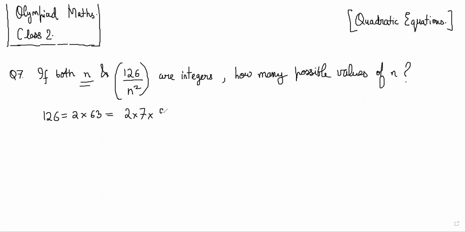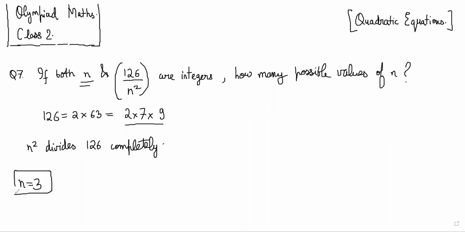9, right? Correct. So, if n square divides 126 completely, then obviously n is equal to 3 immediately comes to mind. No, it fits, right? Yeah. N is equal to 3 fits, 2 into 7 into 3 square.